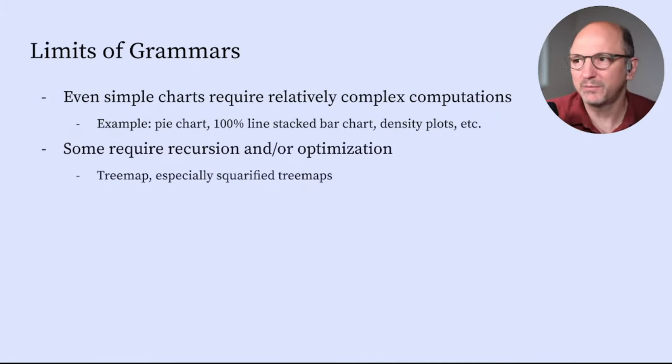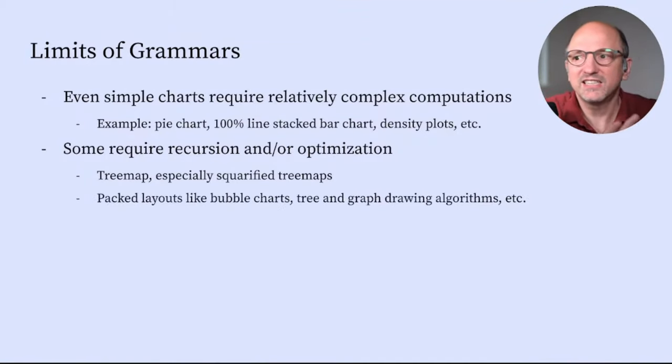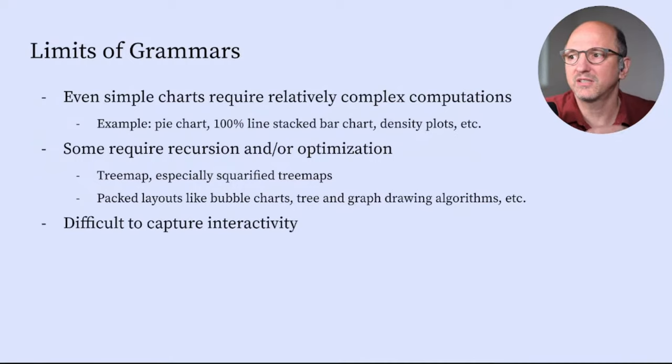Yeah, especially so. Next point here is about recursion. So when you have recursion, like in a tree map, or when you have an optimization system as part of your chart type, then like with squarified tree maps, you can't really specify it unless you specify the entire algorithm that does it, and it's just not doable in a grammar. So things like packed layouts, trees, graphs, and so on.